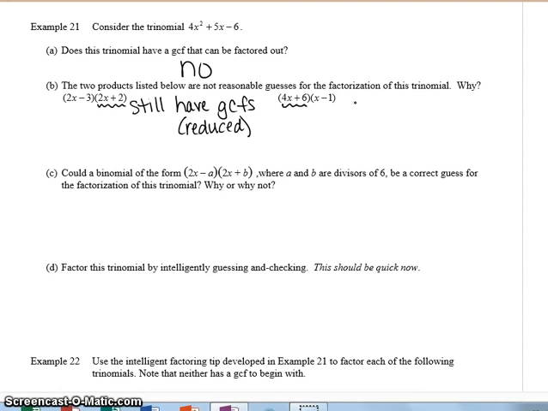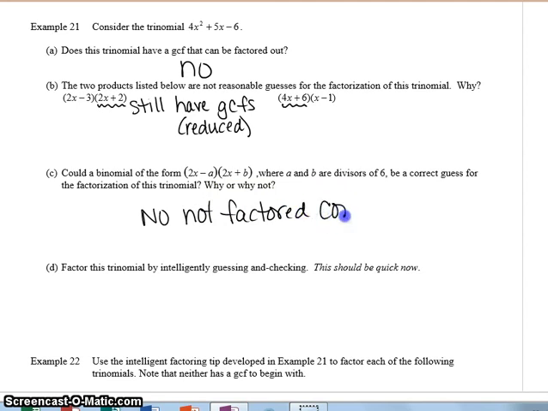All right, part C. Could a binomial of the form 2x minus a and 2x plus b, where a and b are both divisors of 6, be correct for this guess? Well, no, guys, because if it's divisible by 6, then again, that wouldn't be factored completely, because if something is divisible by 6, whether it's 6 or 12, then 2 and 12 or 2 and 6 can be reduced here. So the answer is no, it's not factored completely. Again, meaning it can still be further reduced.